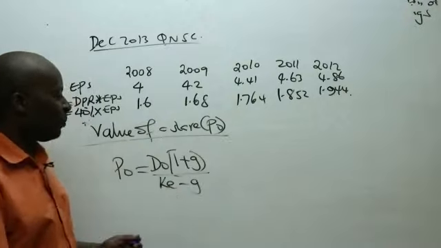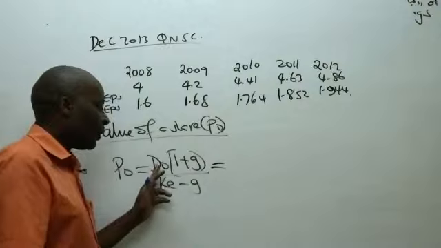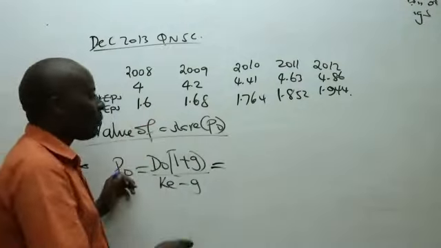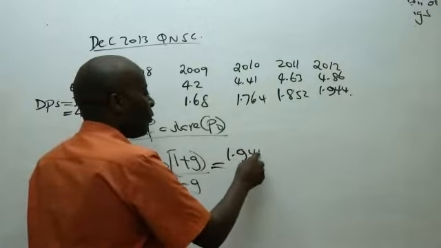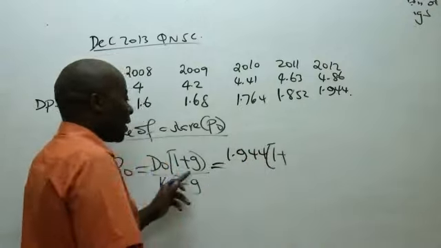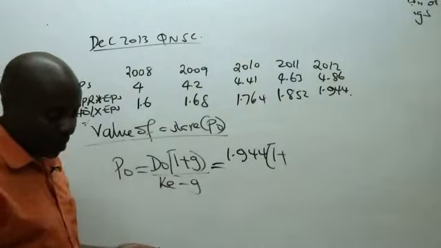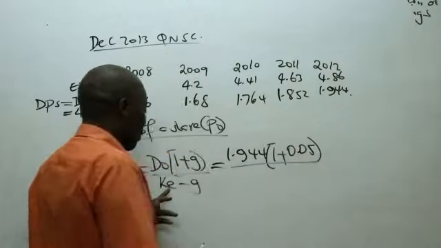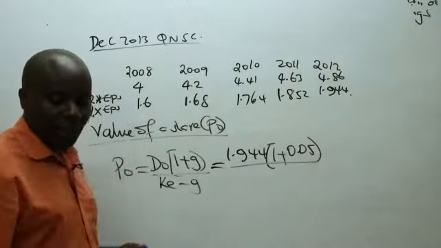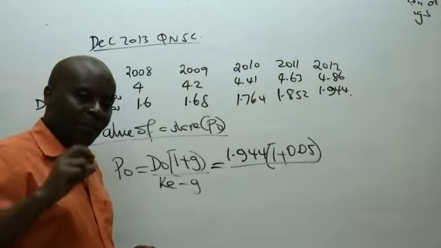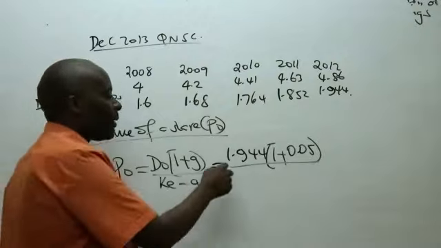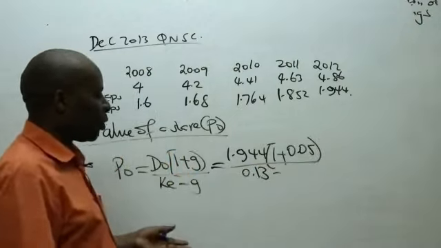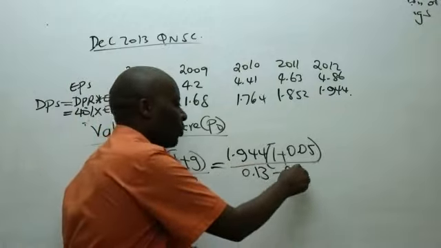So, ladies and gentlemen, please come and substitute for us. Remember, the current dividend is not the oldest dividend. The current dividend is 1.944. So 1.944 into 1 plus the growth rate that you gave me, which is 0.05, all over the required return, which I can see is 13%, and 13% is the same as 0.13, minus the growth rate again, which is 0.05.